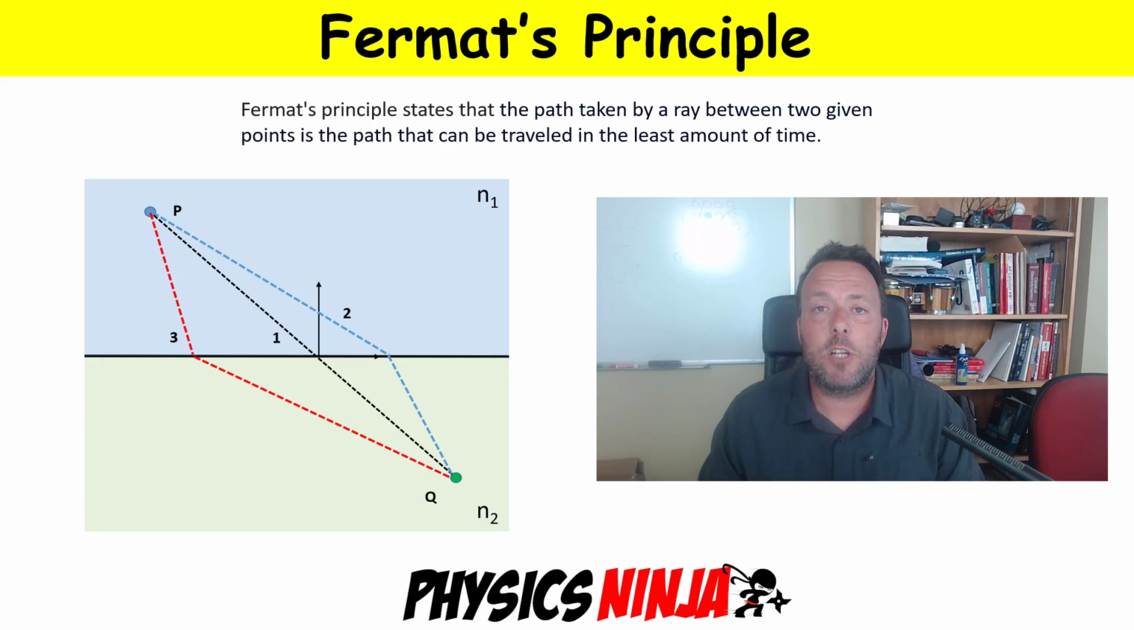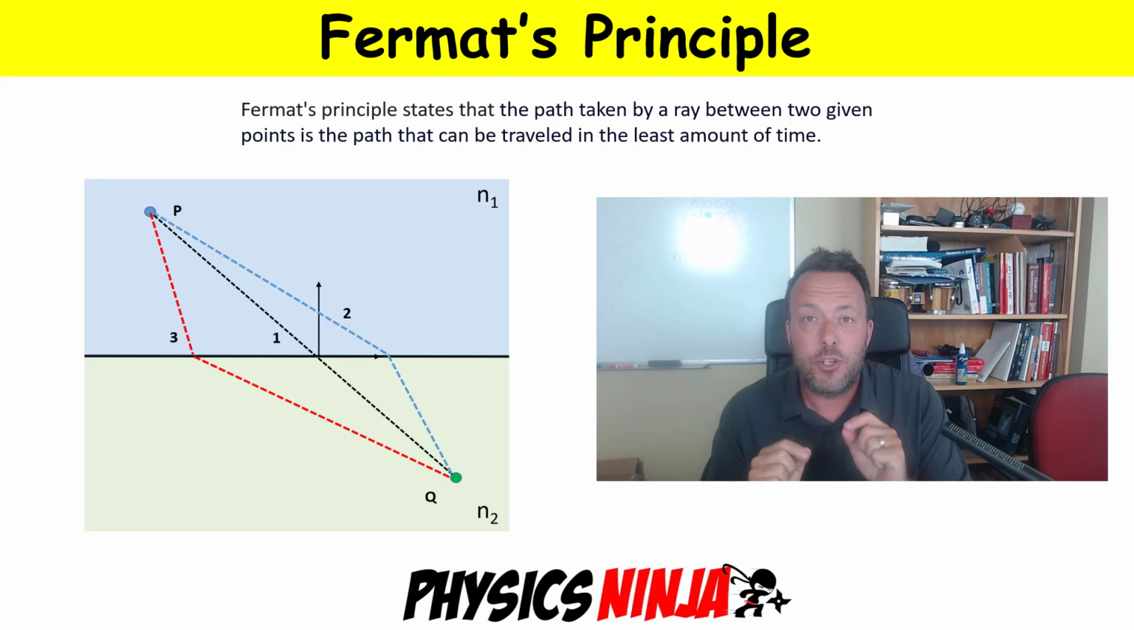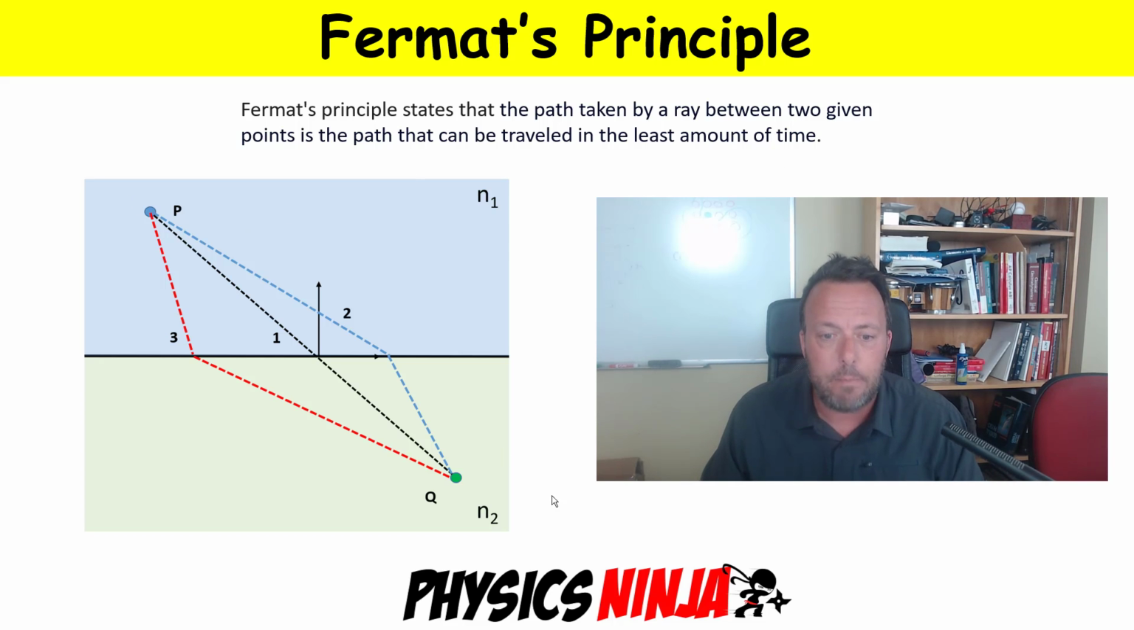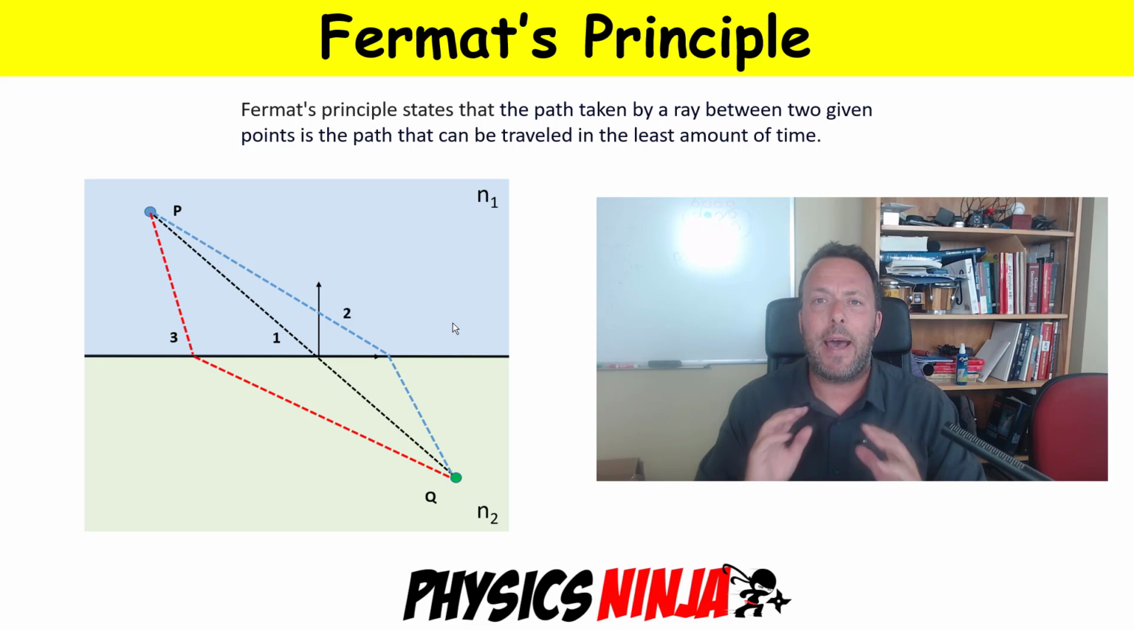Hi everybody, today I want to talk about Fermat's principle, all right? And the principle states that the path taken by a ray traveling between 2 points is the path that can be traveled in the least amount of time. All right, so if I have point P and point Q, I've given you 3 paths here.